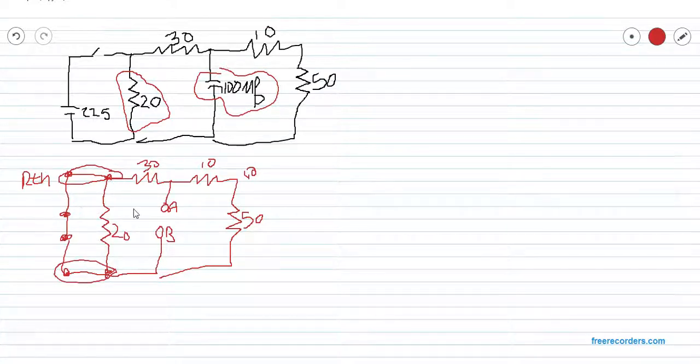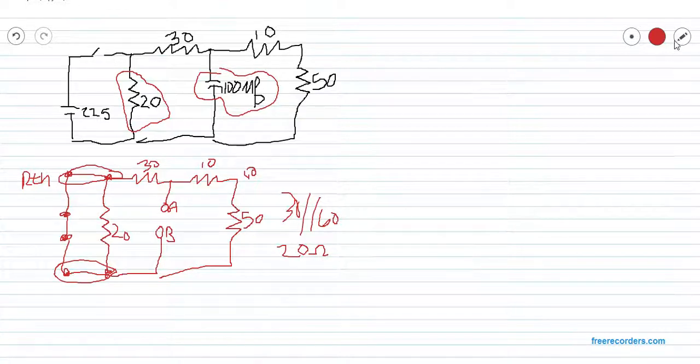So there is no source across that resistor. So what we have is 30 in parallel with 60. That winds up being 20 ohms.